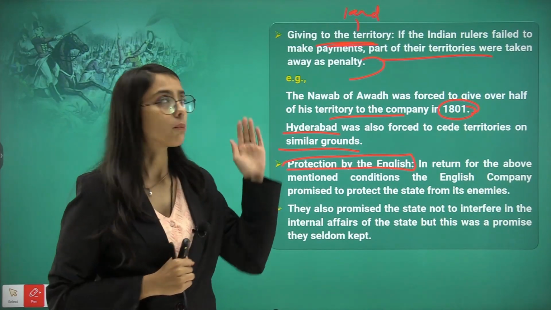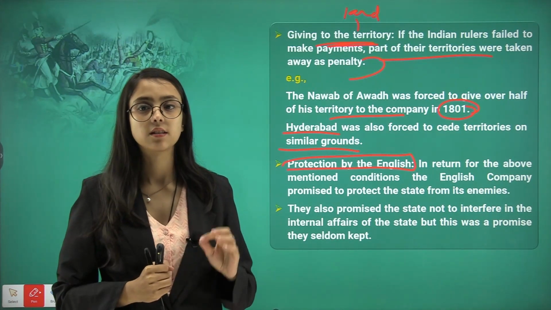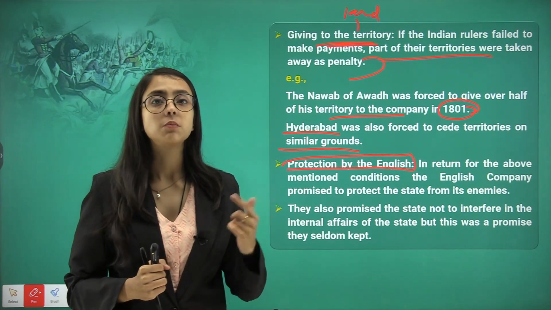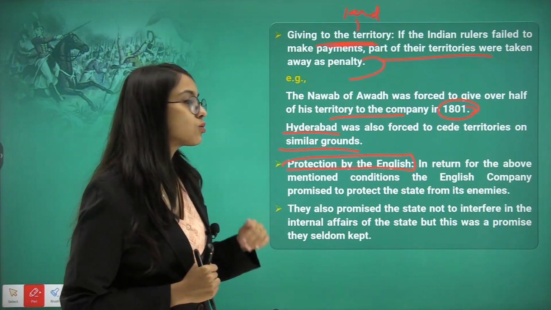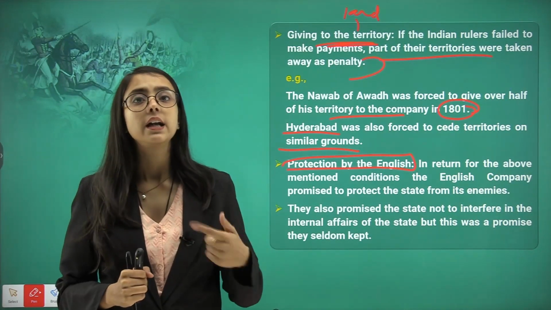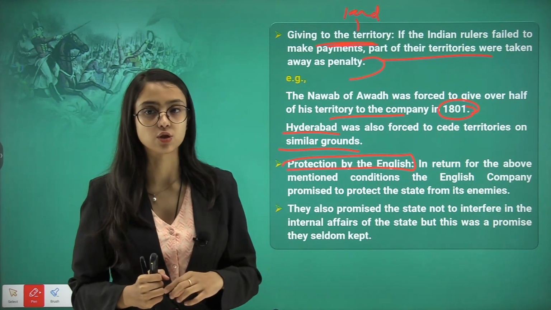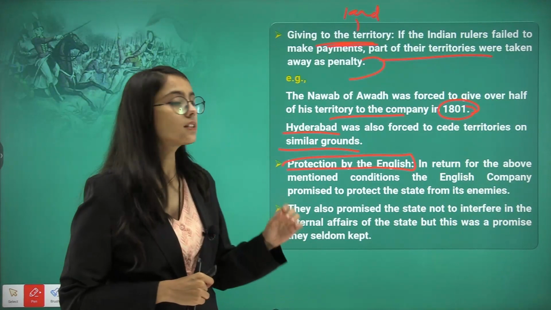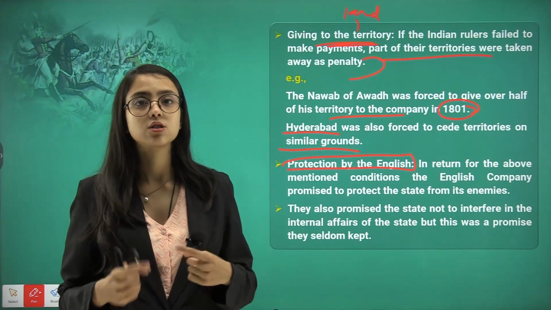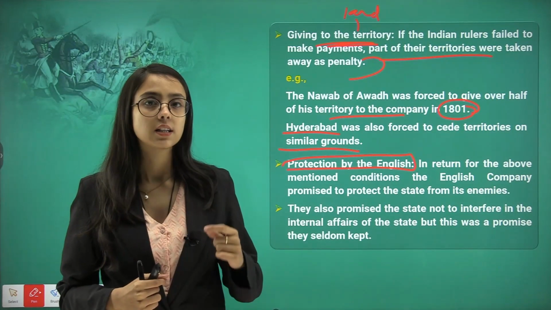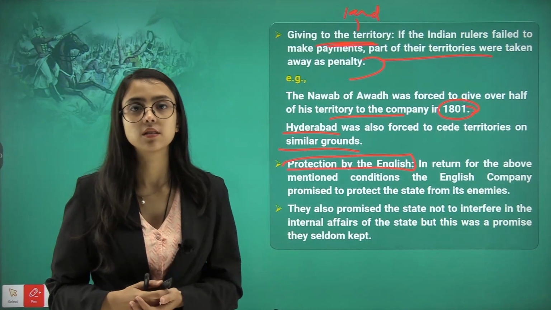So, in return for the above mentioned conditions, the English company promised to protect the state from enemies or any kind of invasion. They also promised not to interfere in the internal affairs and administration, as to the policy making, by the Britishers. They promised that the company would not meddle in the policy decisions or administrative matters of the state. However, this promise was seldom kept by the company.